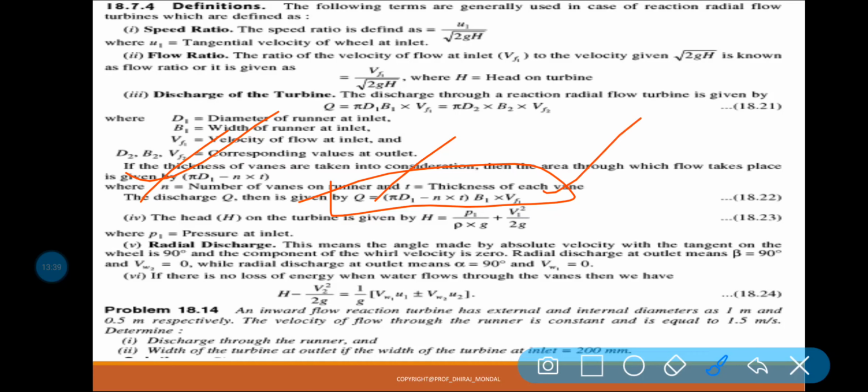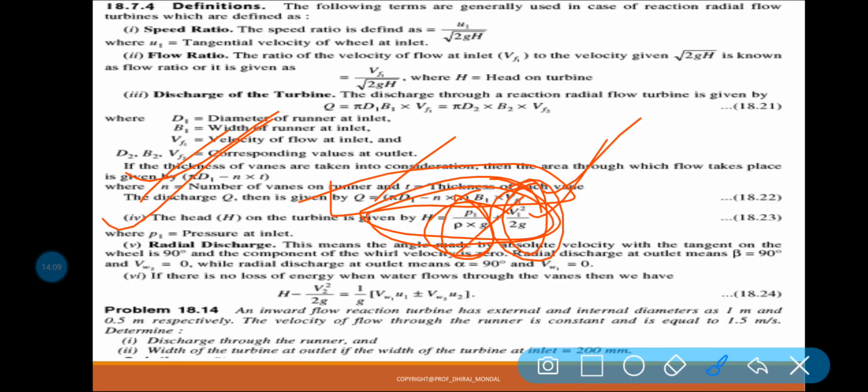Okay, if I want to calculate the head on the turbine, basically it is given, you know, the pressure head and the velocity head. So pressure energy and velocity energy, that you know. This one is your kinetic energy and this is your pressure energy. So pressure head and kinetic head both are available at the inlet of the turbine. So that is why this is your head, p1 by rho g plus v1 square by 2g. I think it is clear.